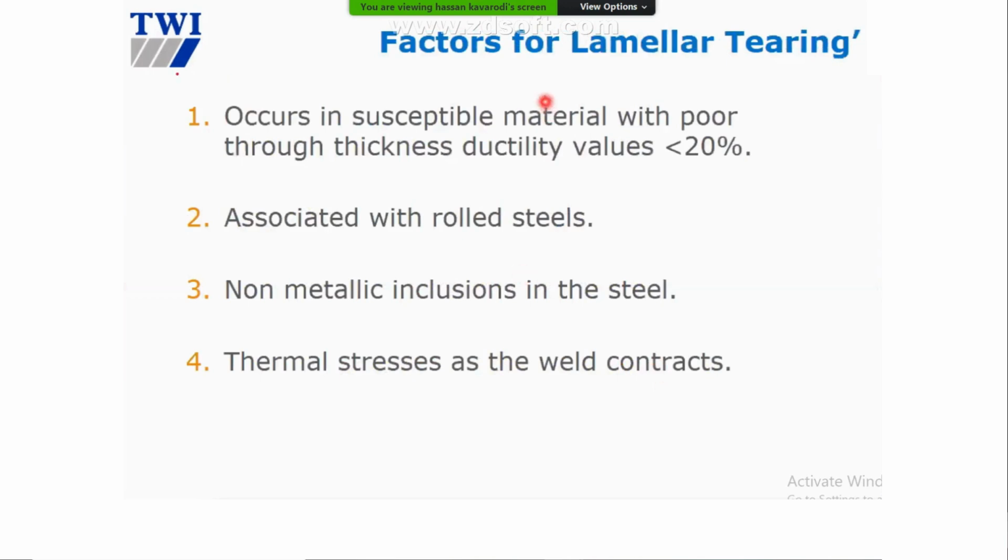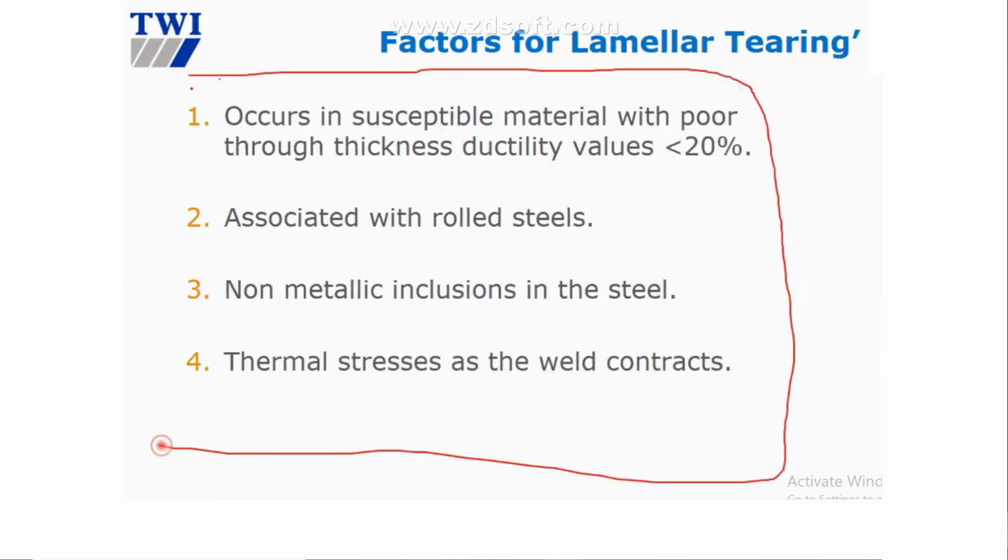Memorize all these. Factors, please memorize. Where I already draw for you based on the factors given here, okay? So it occurs in susceptible material with through thickness ductility value less than 20%. If they got more than 20% from STRA, STRA is short transverse reduction area test. We're going to discuss later about this.